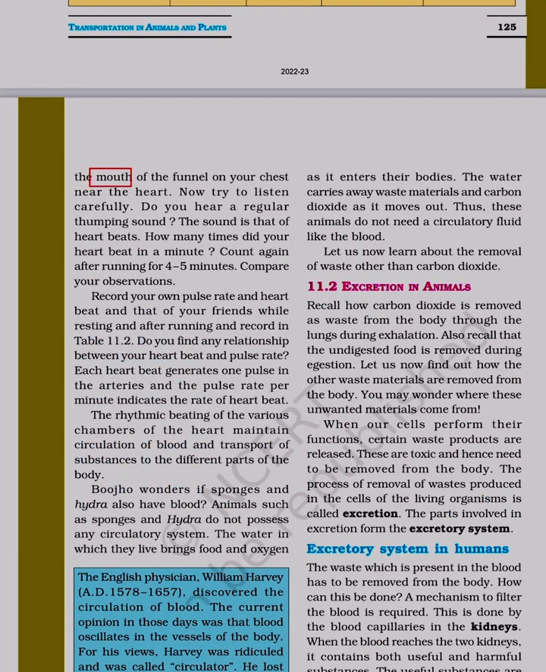Place the mouth of the funnel on your chest near the heart. Now try to listen carefully. Do you hear a regular thumping sound? The sound is that of heartbeats. How many times did your heart beat in a minute? Count again after running for 4-5 minutes.